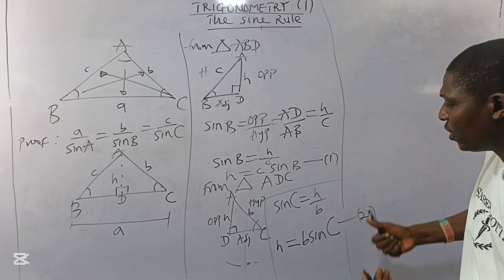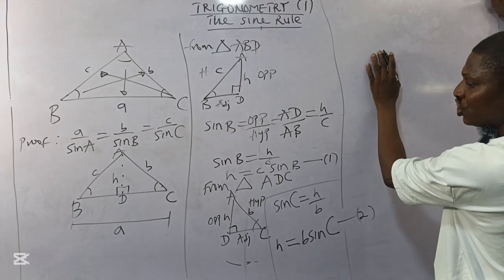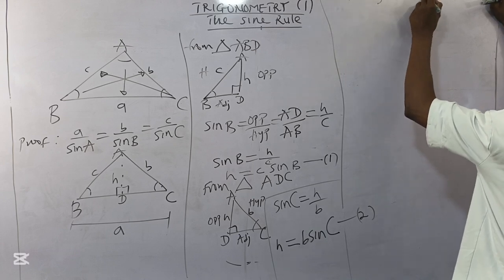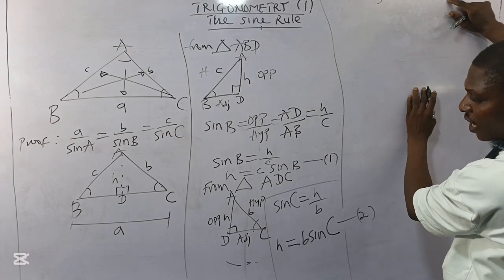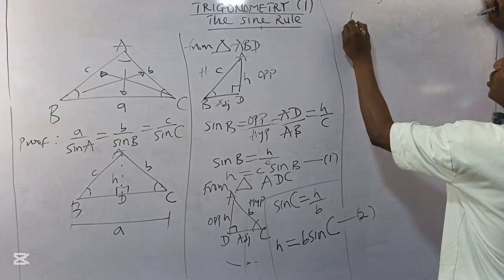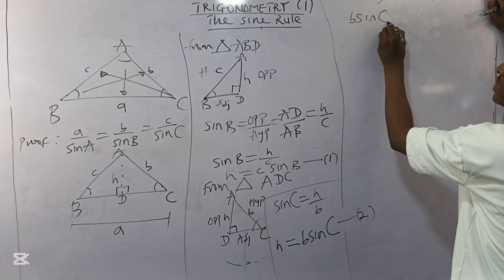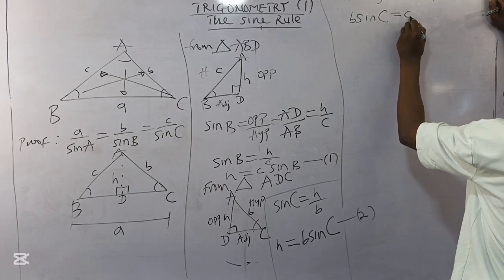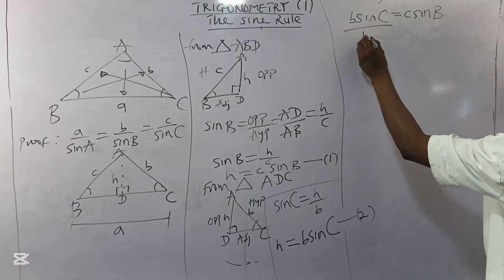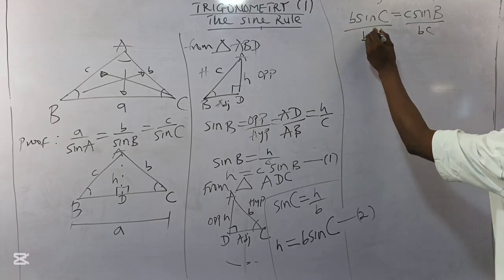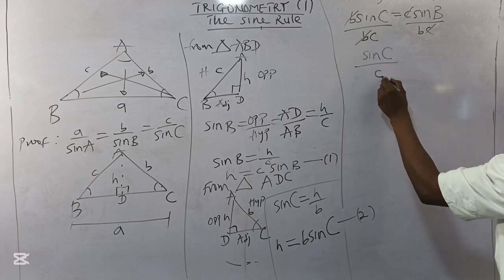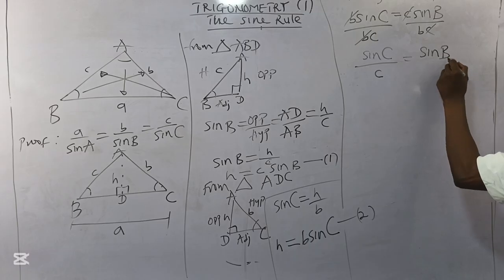So therefore, I can simply equate h, which is equating 1 and 2. Since h are equal, I will have, equation 2 and 1, b sine capital C equals small letter c sine capital letter B. Now I have b here, I have c here. If I divide through by small letters bc, I will have b cancel b, c cancel c, and I have sine capital letter C all over small c equal to sine capital letter B all over small b.